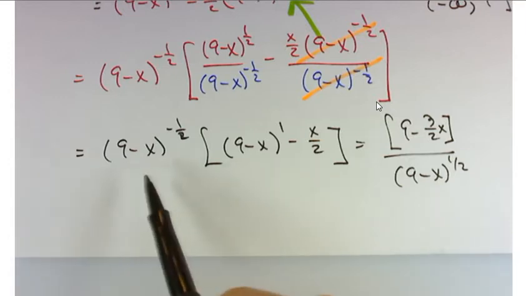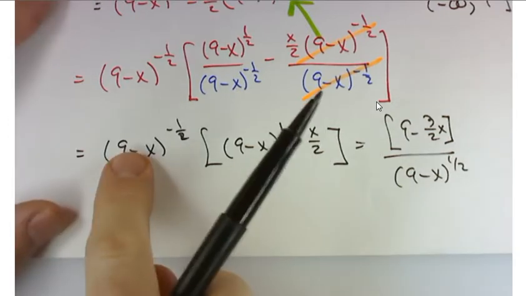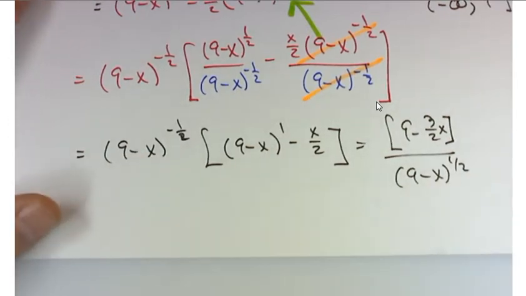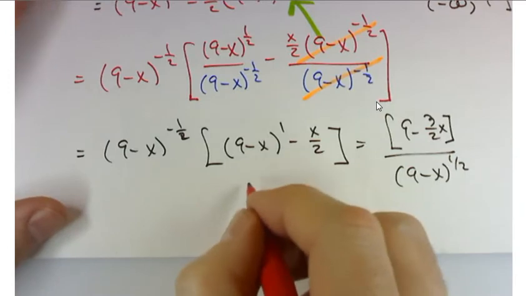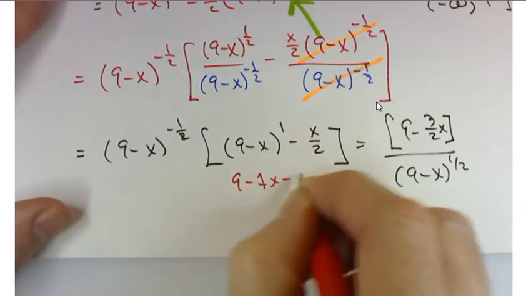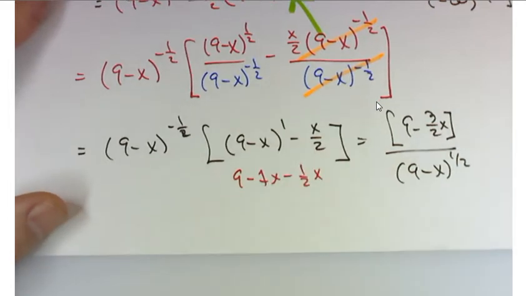Okay, I did two things. I brought this down into the denominator and made the exponent positive. Now, the other thing that I did here is I looked at these and said, you know what, those are like terms. Let me rewrite that a different way. Let's think of it as 9 minus 1x minus 1/2 x.